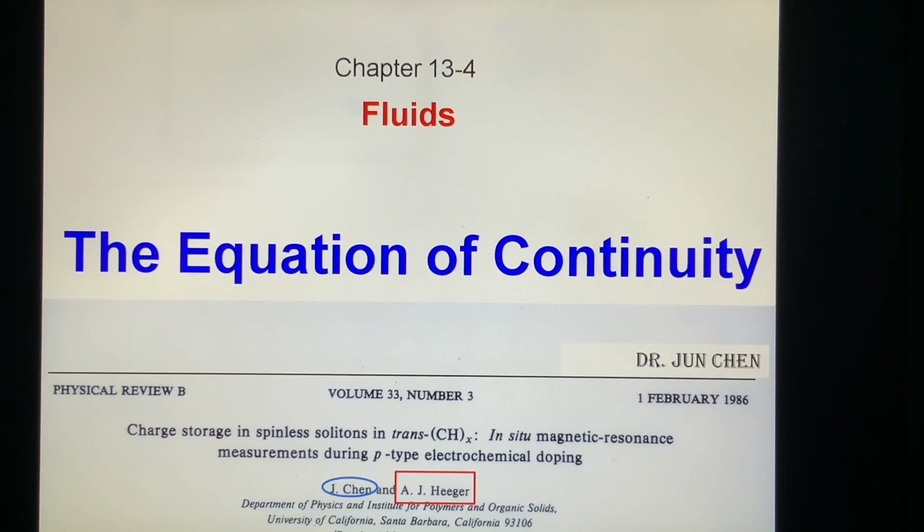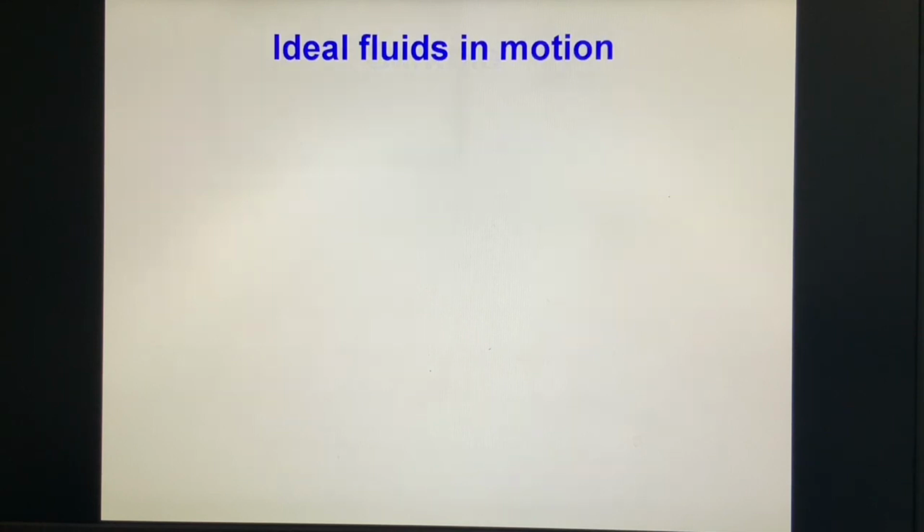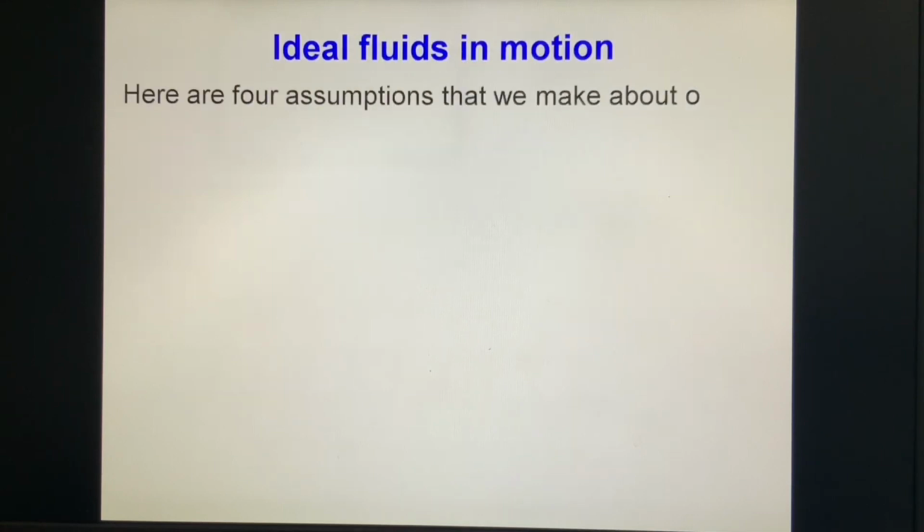The equation of continuity. Ideal flows in motion. Here are four assumptions that we make about our ideal flow. What is an ideal fluid?